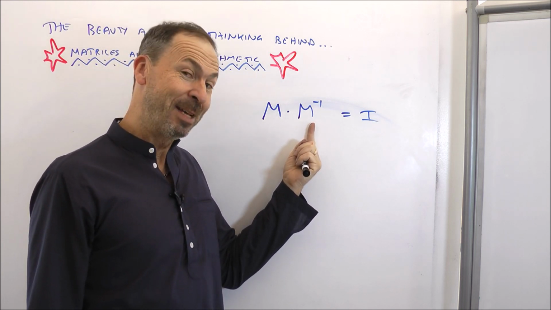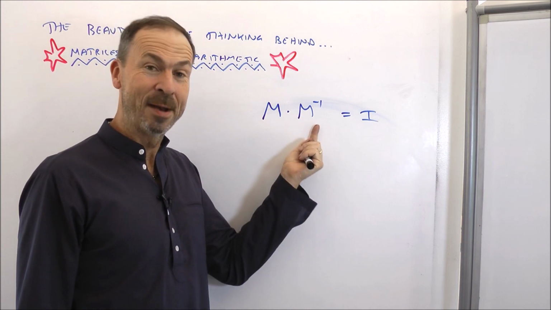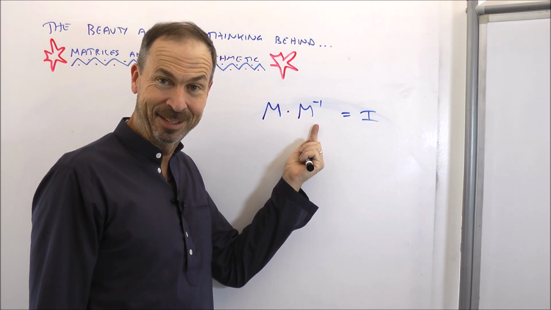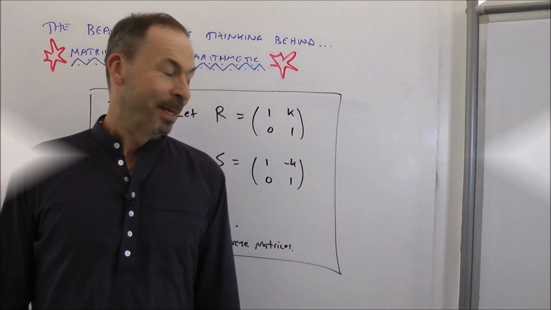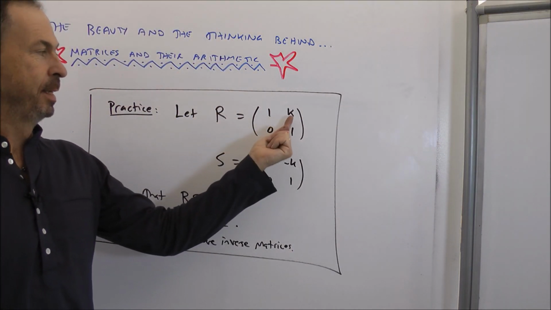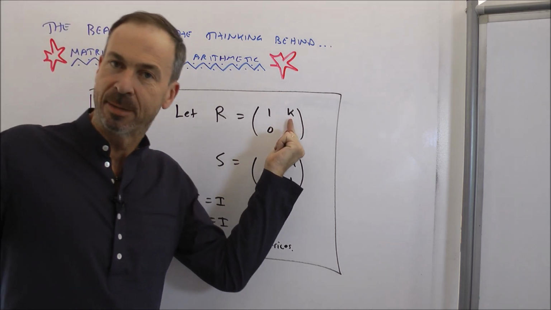So let me give you a couple of puzzles to explore when a matrix inverse might or might not exist, and then let me come back and talk about it a bit more. So here comes my first puzzle. All right, let R be the 2 by 2 matrix 1, K, 0, 1. K is just some real number.